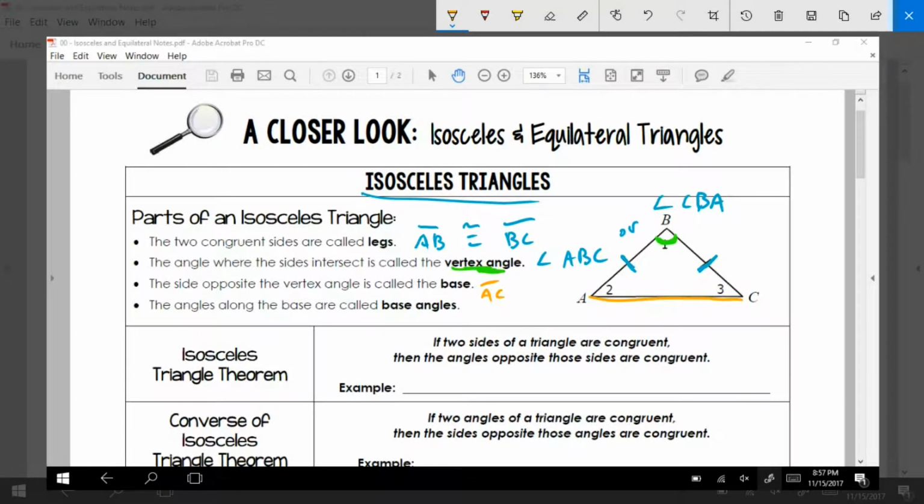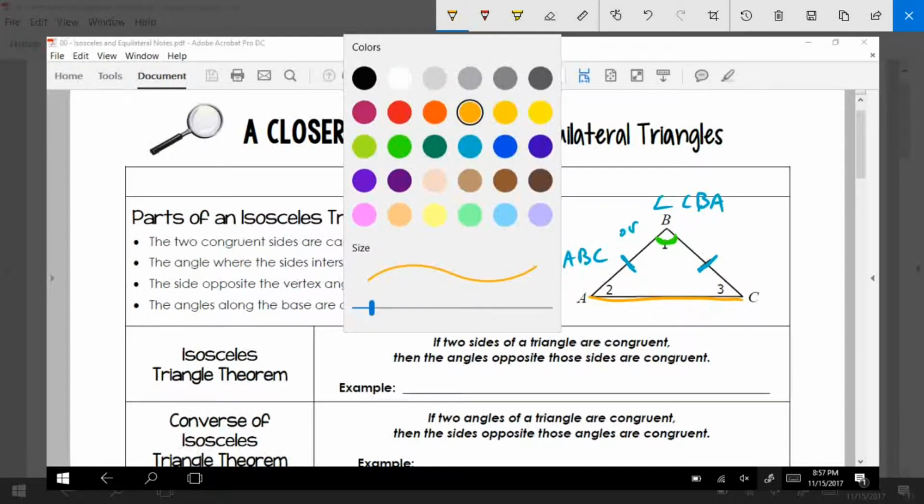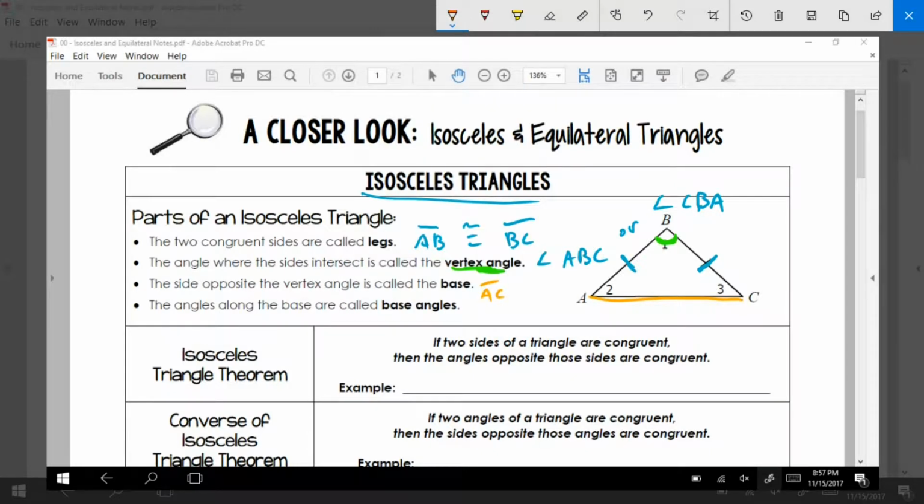All right, and then finally, the angles along the base. So in our picture, that's angle 2 and angle 3, but I'm going to label it with 3 letters just so we can get that practice in so we know how to label it. It could be angle BAC and angle BCA. These two angles right here, boom and boom, are called the base angles because they lie along the base.